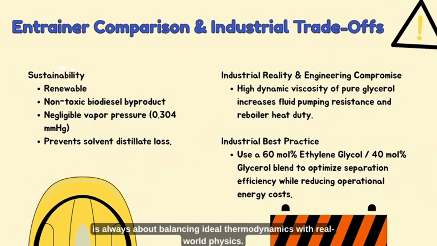However, engineering is always about balancing ideal thermodynamics with real-world physics. Pure glycerol has a higher dynamic viscosity. In a full-scale industrial column, this high viscosity increases fluid pumping resistance, lowers the mass transfer rate, and increases the reboiler heat duty. Therefore, industrial best practice often favors a compromise using a 60% ethylene glycol and 40% glycerol blend. This hybrid approach captures the high thermodynamic efficiency of glycerol while maintaining manageable fluid hydraulics and lower operational energy costs, which is proven by Navarrete, Contreras, and Cowell.